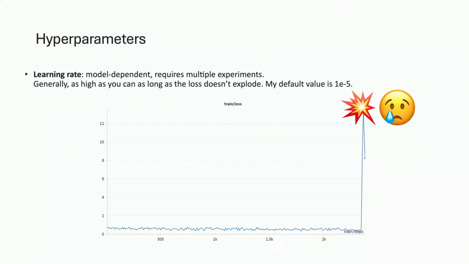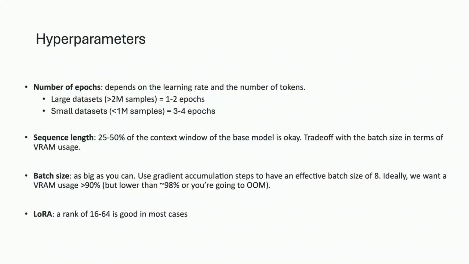I want to briefly mention some hyperparameters, but Daniel already talked about a lot of them, so I'm going to be brief. I think the most important one is the learning rate. The learning rate is model dependent. It requires a few experiments to really tweak it and find the best one. Generally, I would recommend going as high as you can until your loss explodes, like in this graph. Then you can reduce the size of the learning rate. Another super important hyperparameter is the number of epochs. Depending on the size of your data set, you can have more or fewer epochs.